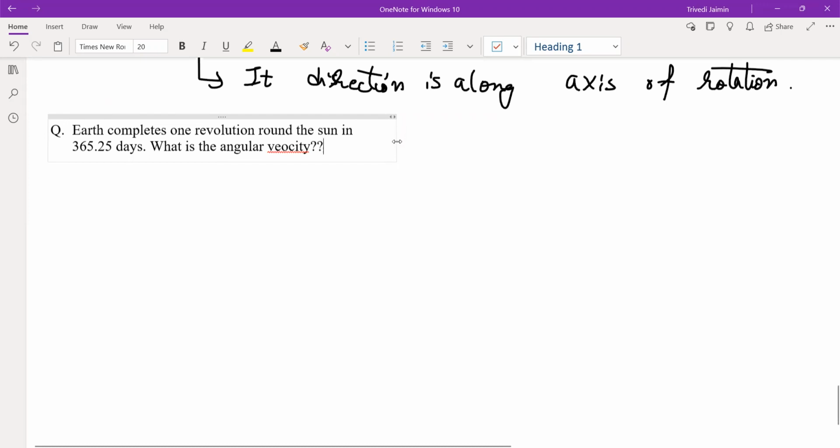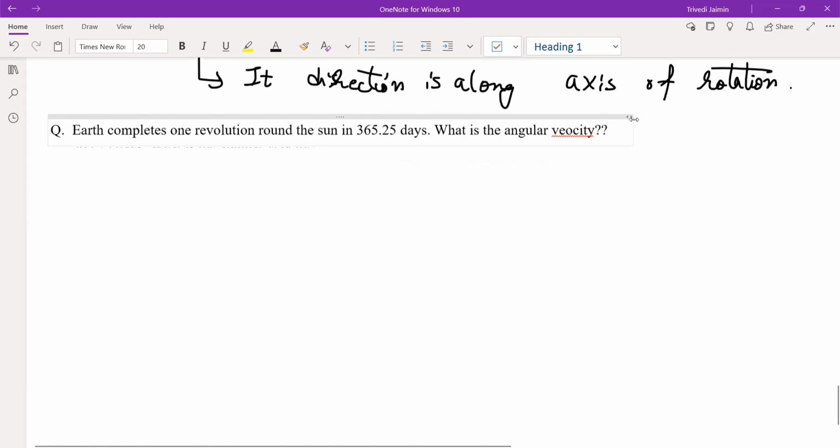Okay, they have given only 365 days. So how will you find angular velocity? Can you guess? 2 pi by 365.25, yes. But these are in days. So what we will do? Yes, you're going correct. Go on.